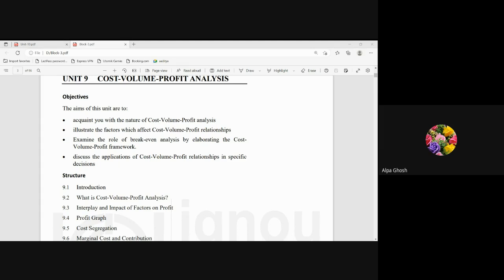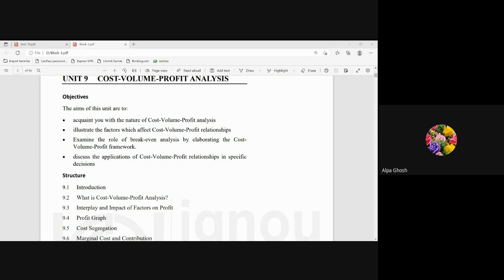Yesterday we have learned what is fixed cost, what is variable cost. Now when we add variable cost and fixed cost, it is the total cost of the firm. And when we talk about the total cost of the firm, we also need to know how this total cost is going to affect the profitability of the firm. So cost, volume, profit analysis, it is a way to find out how changes in variable and fixed cost affects a firm's profit.